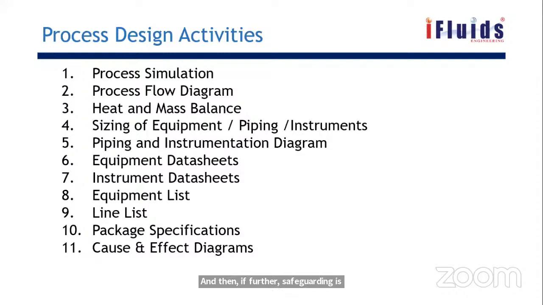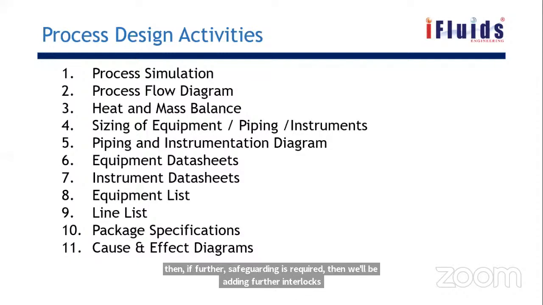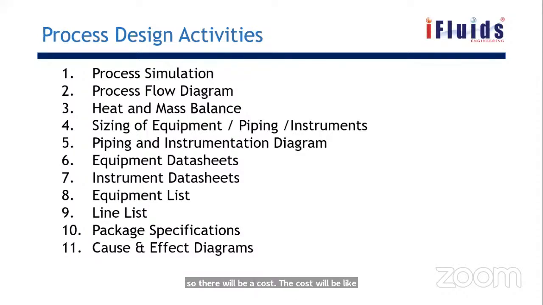So there will be a cause. The cause will be like increase in temperature, increase in level. And then what will be the effect? Effect means if my temperature is increasing beyond my control, I need to stop my furnace. I need to stop my pump, like that. All these things will be captured in the P&ID, the piping and instrumentation diagram. We'll show an example at a later stage. We'll move to the next slide.